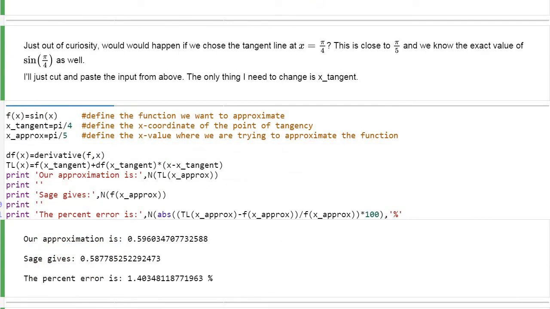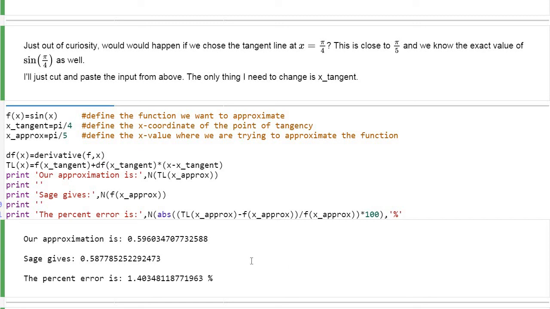Now I chose my tangent line to be based on x equals pi over 6 because I knew the sine of pi over 6 from the unit circle and pre-calculus. I also know the sine of pi over 4, that's the square root of 2 over 2. I learned that in pre-calculus as well. Pi over 4 is kind of the next closest thing to pi over 5 on my unit circle. So what would happen if I tried a tangent line based on pi over 4 and did this approximation again, just out of curiosity?